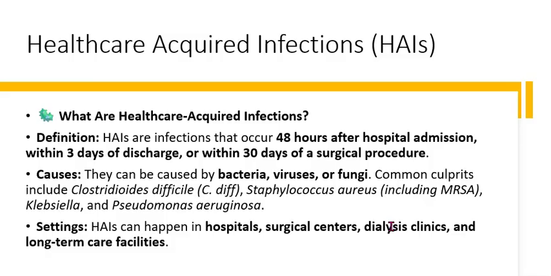Causes: they can be caused by bacteria, viruses, or fungi. A common culprit is C. diff. With C. diff, it is prolonged use of an antibiotic. It cleans out the natural flora in our GI tract, and we end up with diarrhea. It could also be staphylococcus, which is your MRSA, Klebsiella, or Pseudomonas. As for the settings, HAIs can happen in hospitals, surgical centers, dialysis clinics, as well as long-term care clinics.